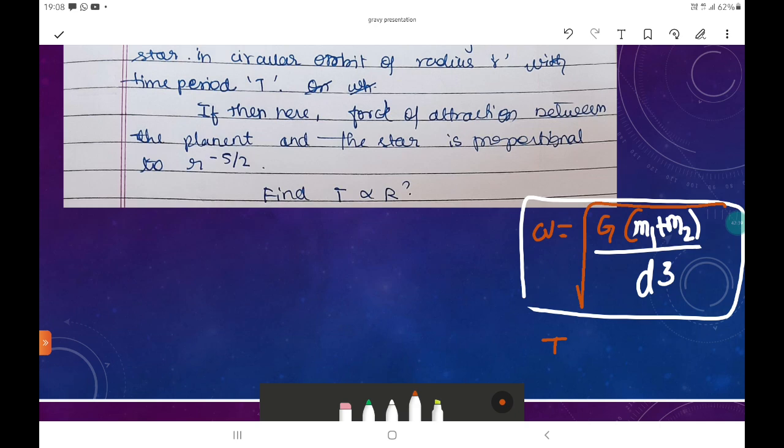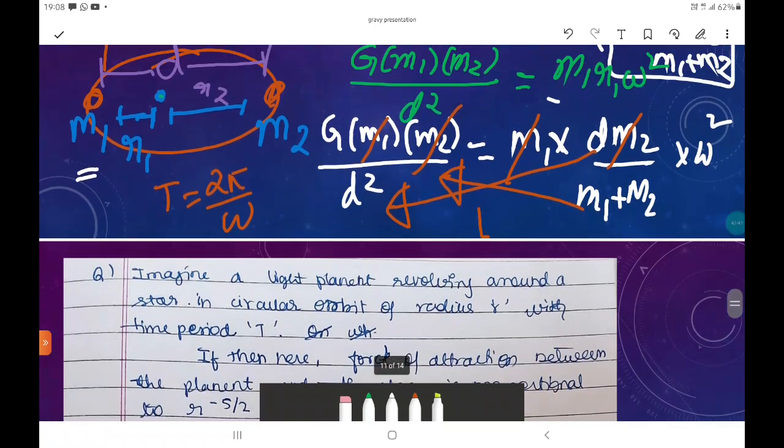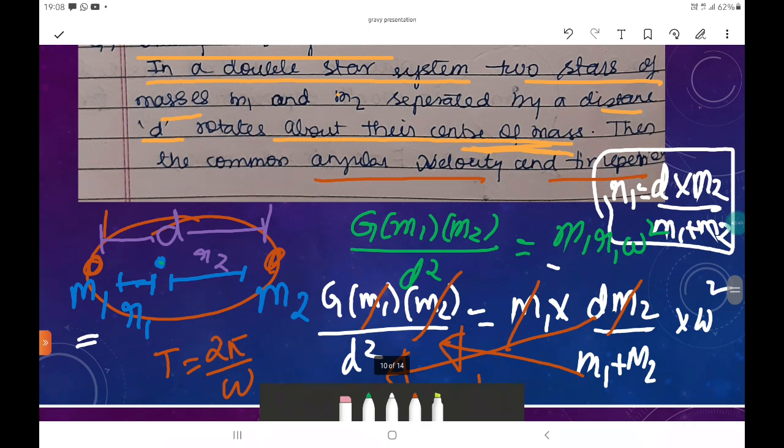Time period will be T is equal to 2 pi by omega. So in place of omega just put this value. Okay, so it was a typical sum. Just the concept was you need to know the center of mass distance and the mutual gravitational attraction and centripetal force. Okay.